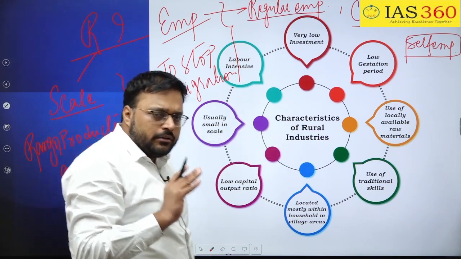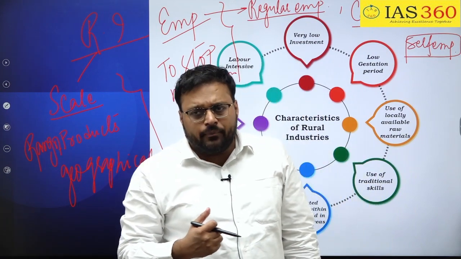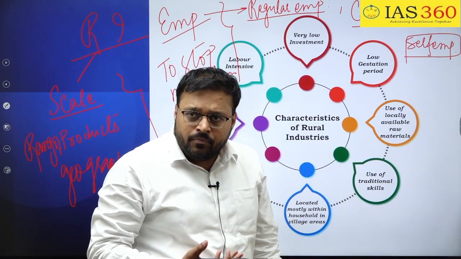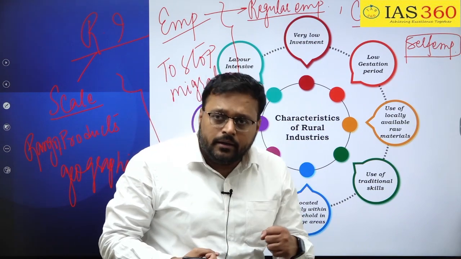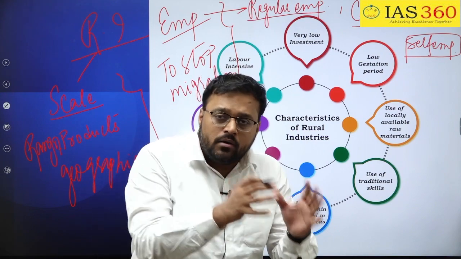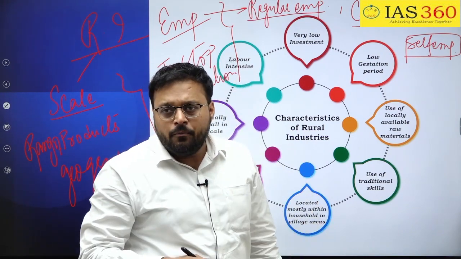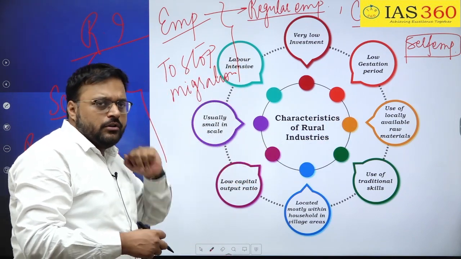Now, if you look into the characteristics of rural industry, it is labor intensive. It is based on resources which are available locally. Then they have low investment, and they have a low capital output ratio. So these are the different characteristics of rural industries.